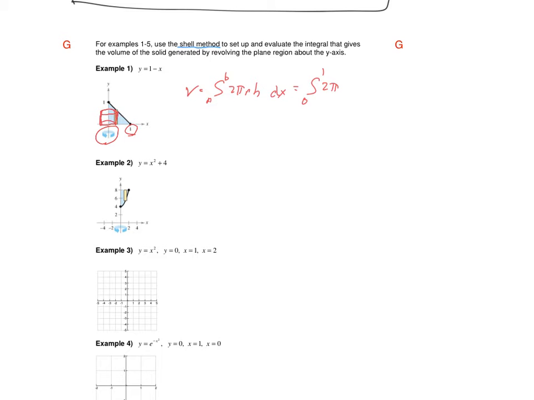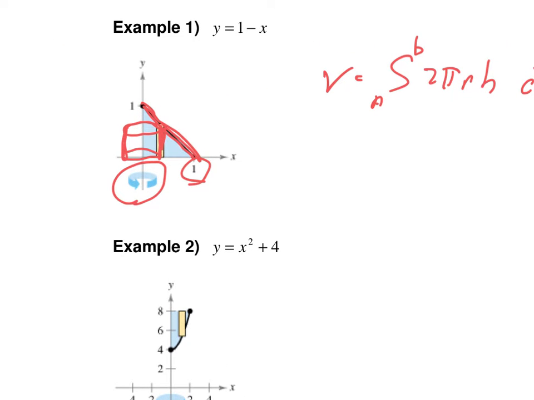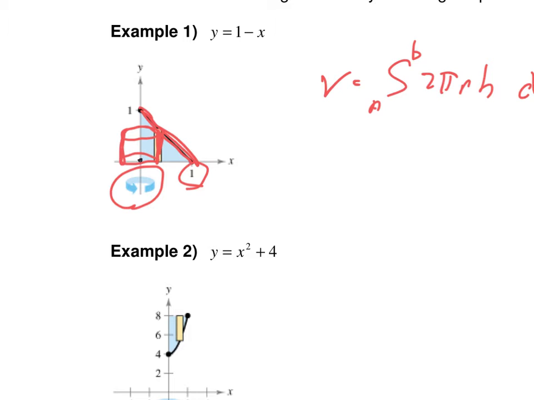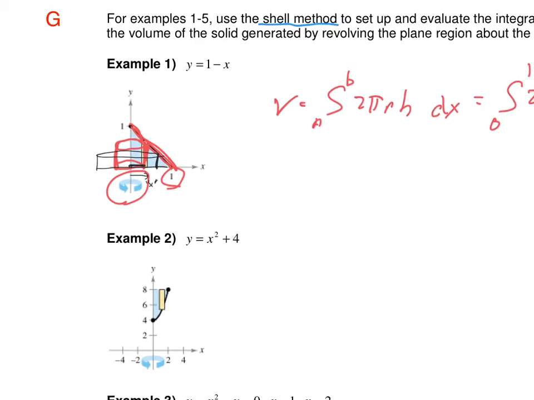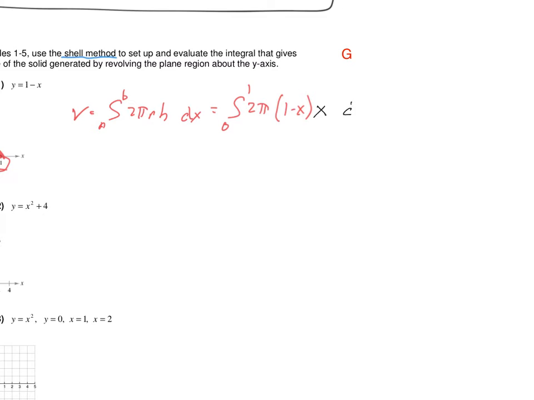My height is dictated by the function, right? That's what told me where to stop. And my function is 1 minus x. And my radius, let's zoom in here a little bit. If I'm centered here at the y-axis, for the center of my circle, my radius is dictated by where my representative slice is. If I chose a different representative slice, it's going to come out a little bit longer, so that radius is going to be different. That radius is x away from the origin. So since we've got a dx slice here, then our radius is going to be x dx.